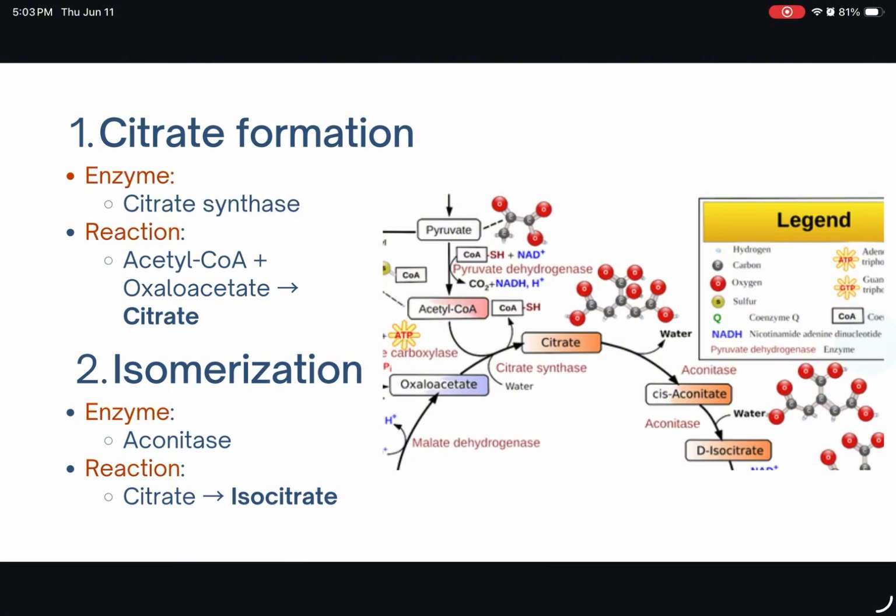For step 2, the isomerization to isocitrate. Citrate rearranges its structure slightly, using what enzyme? Aconitase. It loses then regains a water molecule, turning into isocitrate. This small change gets the molecule ready to release energy in the next steps.